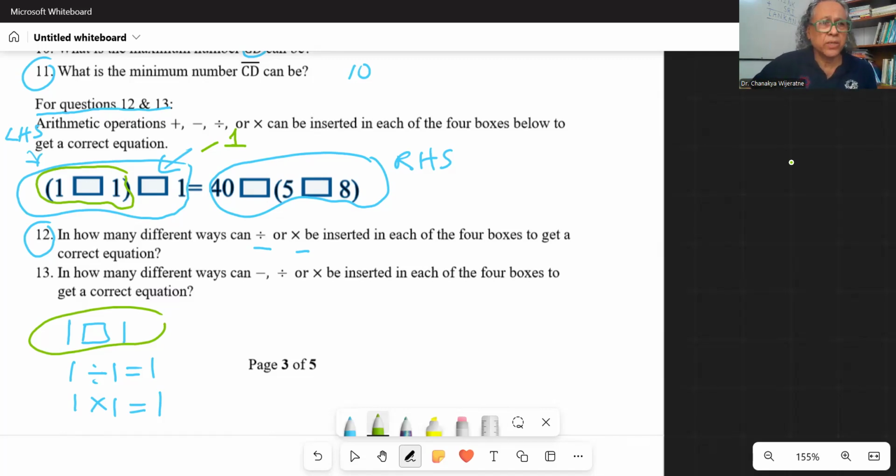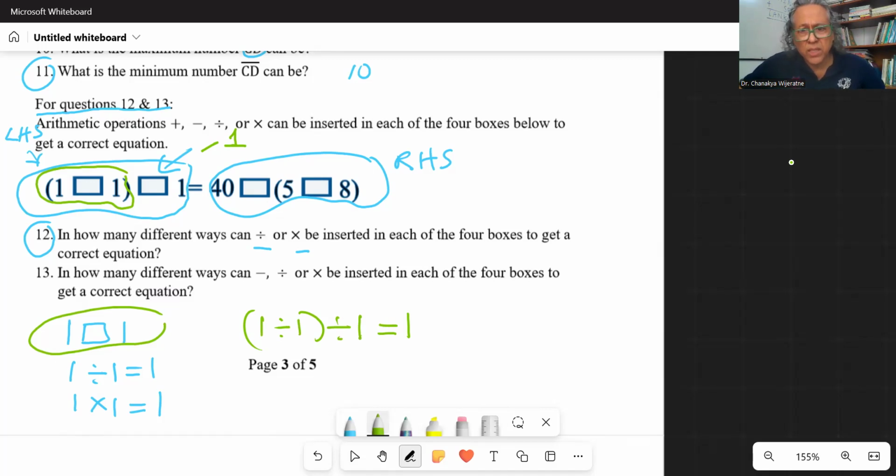So we could put all division, right? 1 divided by 1 divided by 1, we get 1, right? So we can get 1 on the left-hand side in 4 ways: division, division; division, multiplication; multiplication, division; multiplication, multiplication. So let me write them here.